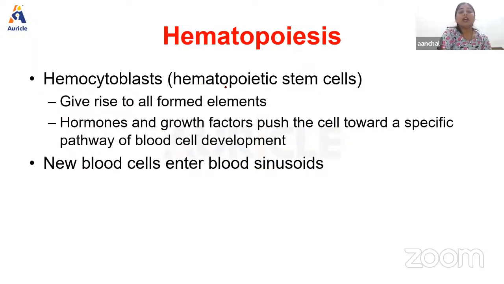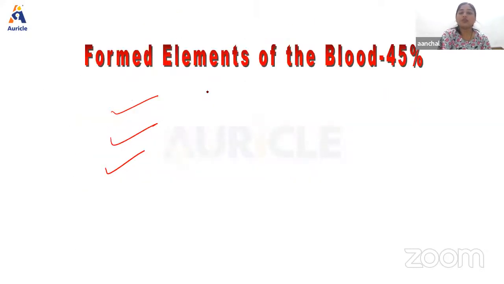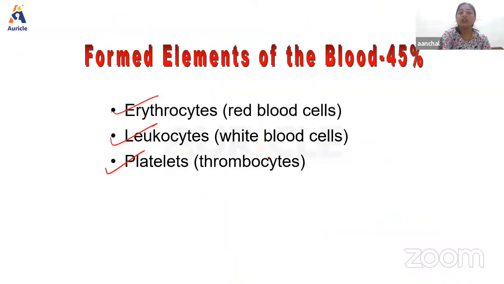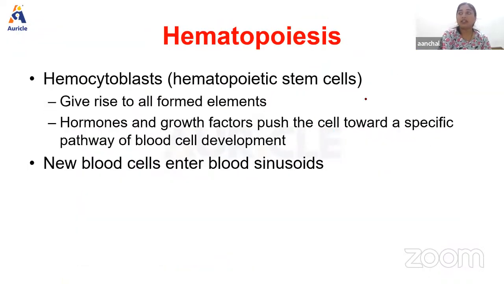Then hemocytoblast is the hemopoietic stem cell, which gives rise to all the formed elements, as we have seen in this picture also, that this mother cell is responsible for giving rise to all the blood cells. Sometimes in some books it is given as pluripotent stem cell also. Hormones and growth factors push the cell towards a specific pathway of blood cell development, and new blood cells enter the blood sinusoids.